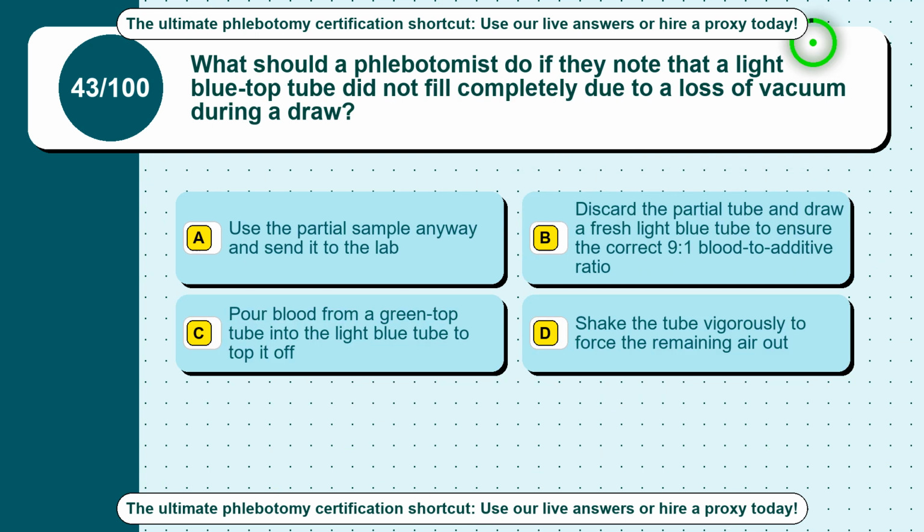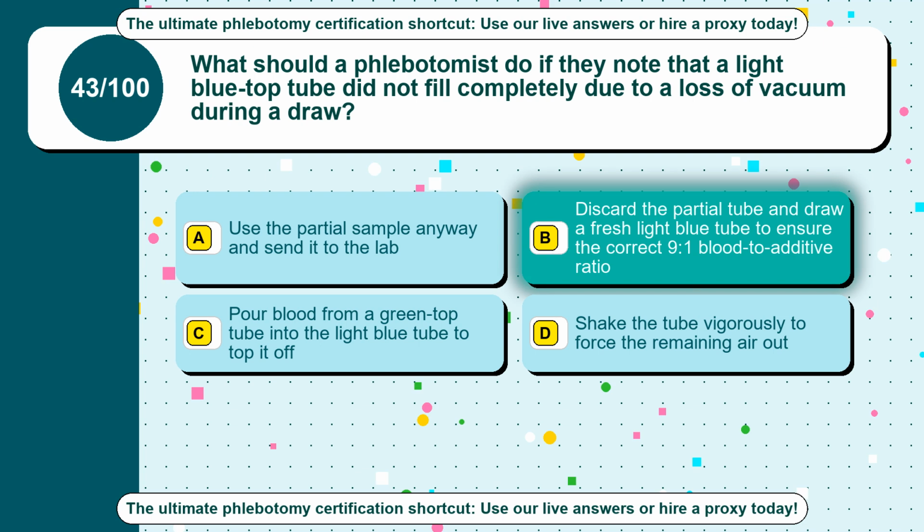Question 43. What should a phlebotomist do if they note that a light blue top tube did not fill completely due to a loss of vacuum during the draw? Option A, use the partial sample anyway and send it to the lab. Option B, discard the partial tube and draw a fresh light blue tube to ensure the correct 9:1 blood to additive ratio. Option C, pour blood from a green top tube into the light blue tube to top it off. Option D, shake the tube vigorously to force the remaining air out. The correct answer is option B.